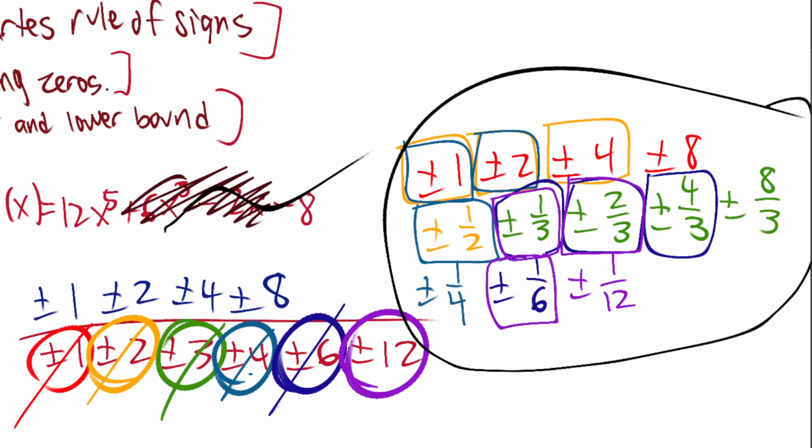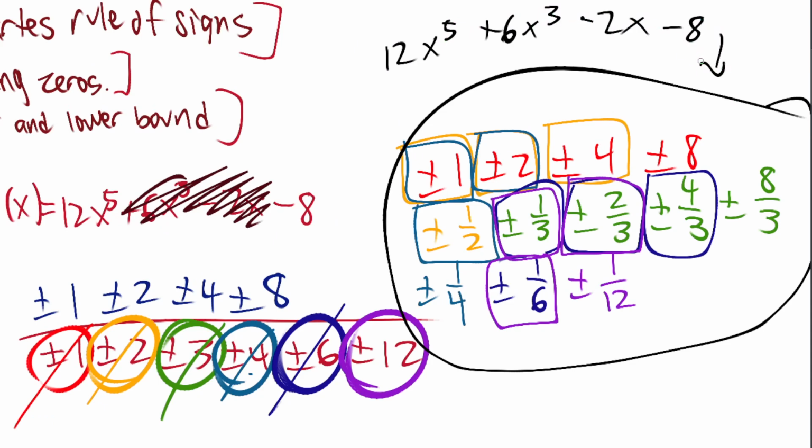And I scribbled it out, but it'd be the 12x to the fifth, 6x cubed, minus 2x minus 8. And that was the possible rational zeros theorem. It's fairly simple. Usually it's a lot simpler than this was. They just wanted to show how to do it, basically.